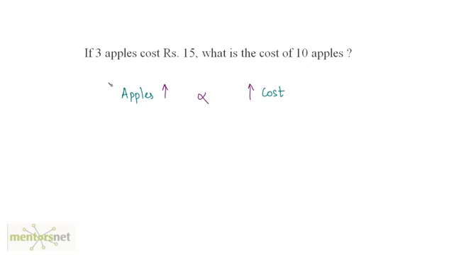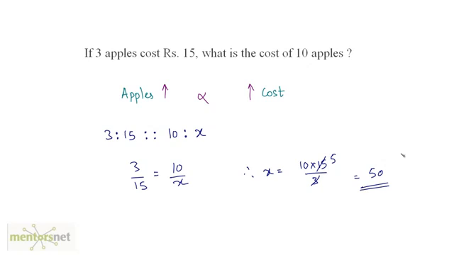So I can take the ratio of the apples to its cost is directly proportional to another ratio of apples to its cost. So 3 is to 15. 3 is the number of apples, 15 is the cost, is directly proportional to, now the number of apples is 10, let the cost be x. So I can write 3 by 15 is equals to 10 by x. So therefore x is equals to 10 times 15 by 3. So 10 times 5 is 50. The cost of 10 apples.